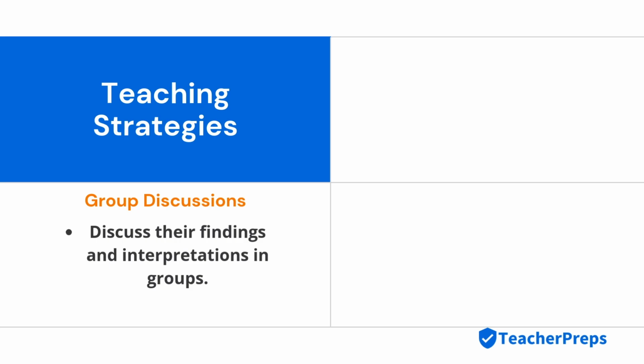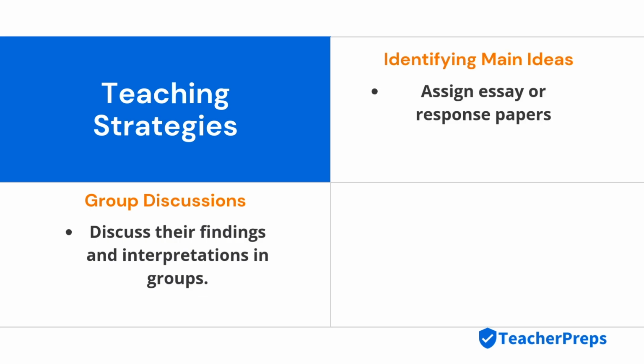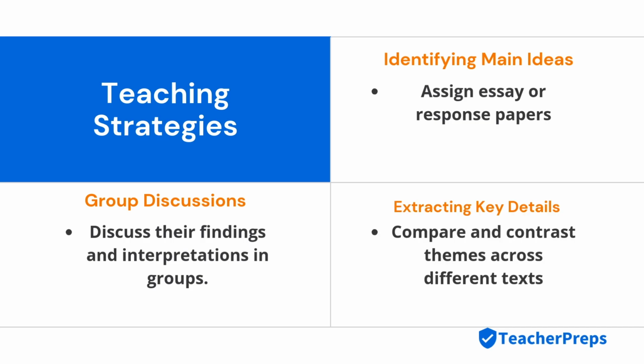We need to encourage our students to discuss their findings and interpretations in small groups, pair groups, individually, and in whole class discussions so that they can share different perspectives and also hear from other students in the classroom too. We can assign essays or response papers where students must argue a point about a theme or a moral of the story, citing evidence from that text. And we can also have students compare and contrast themes across different texts, supporting their arguments with different citations from each work or each text passage or each article.